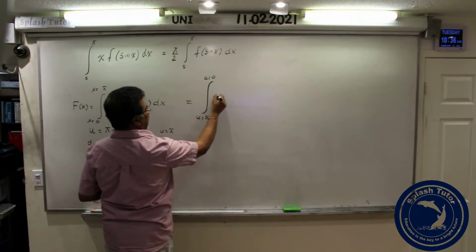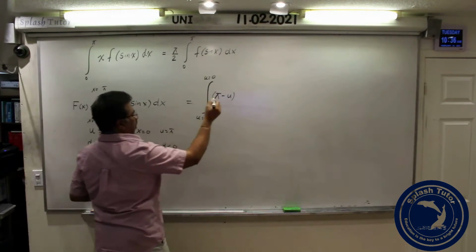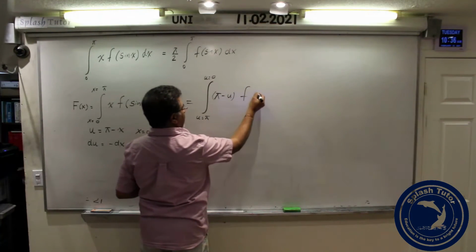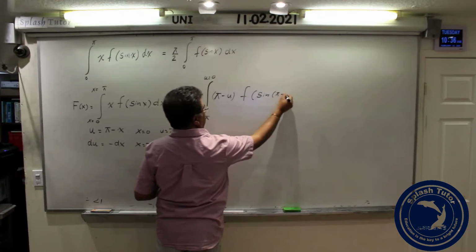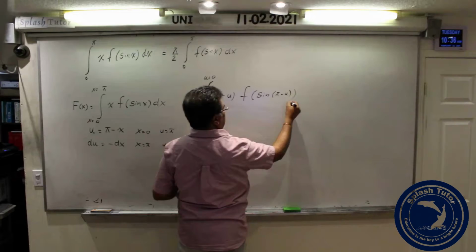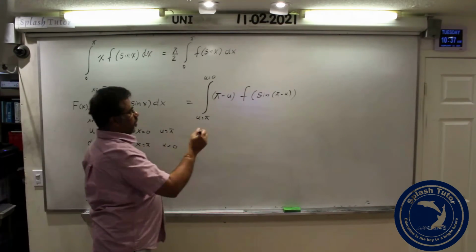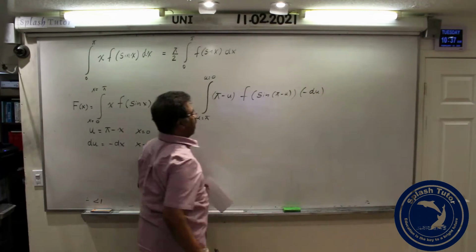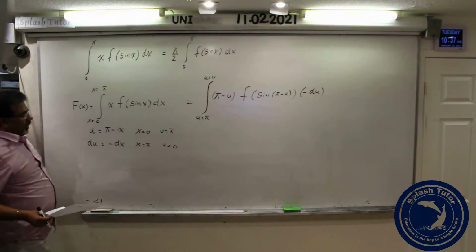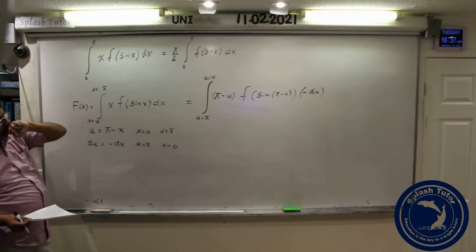That is pi minus u, f of sine of pi minus u, and instead of dx, we need to have minus du. You agree with that? Yeah. So everything I substitute is now in terms of u, right?